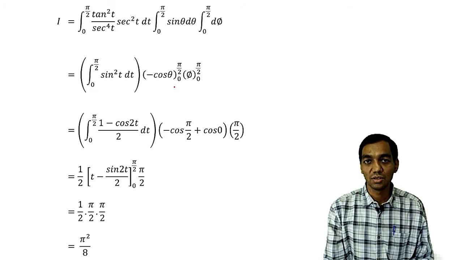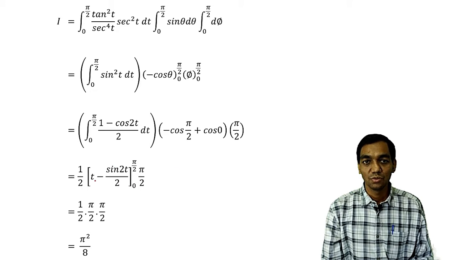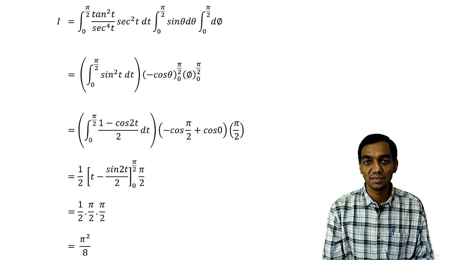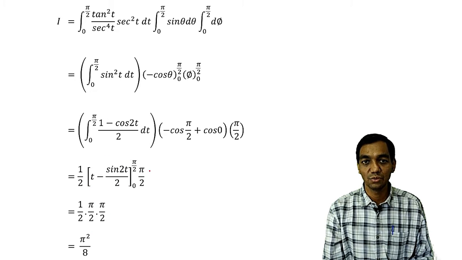And here, if you are going to substitute the limit, then minus cos pi by 2 plus cos 0 into pi by 2 minus 0. Cos pi by 2 has a value 0, cos 0 has a value 1, so you have pi by 2. So this will give you 1 by 2. If you are going to substitute the limit, then t is pi by 2, then sin pi is 0. And if you are going to put 0, then both terms are going to be 0. So you will have 1 by 2 into this bracket is going to be pi by 2, and this pi by 2. So the final answer is going to be pi squared by 8.